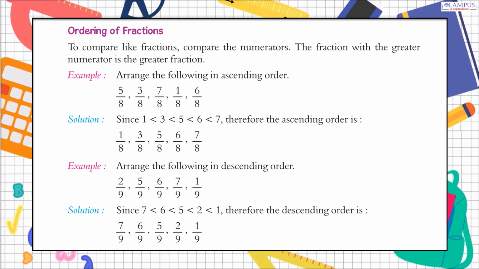Example, arrange the following in descending order. 2 by 9, 5 by 9, 6 by 9, 7 by 9, 1 by 9. Solution. Since 7 is greater than 6, greater than 5, greater than 2, greater than 1, therefore the descending order is 7 by 9, 6 by 9, 5 by 9, 2 by 9, 1 by 9.